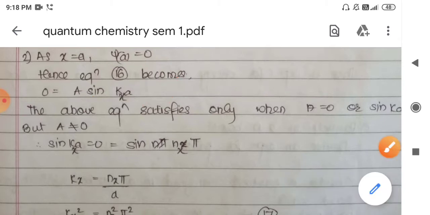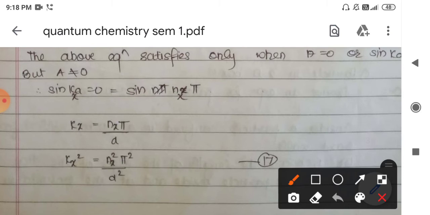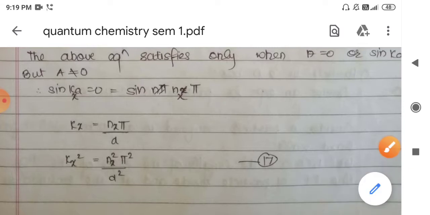So in order to have the existence of a wave function, we have to assume that sine of kx is equal to 0. Sine of kx is equal to 0. We know that sine of an angle is 0 only when the value of that angle is an integral multiple of pi. So we can say that kx into a is equal to n pi, that is, an integral multiple of pi.